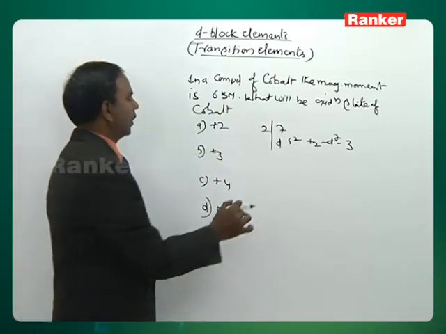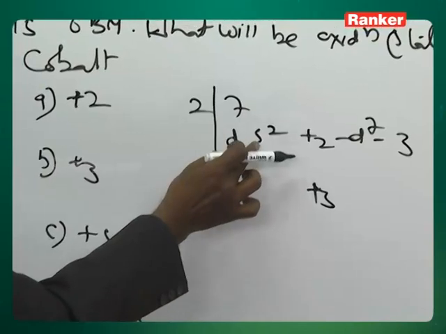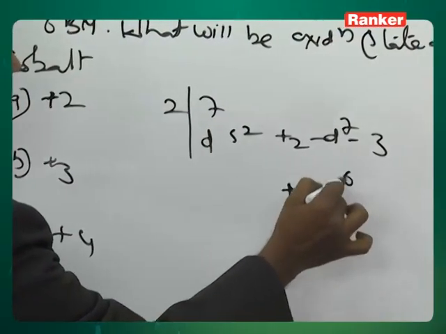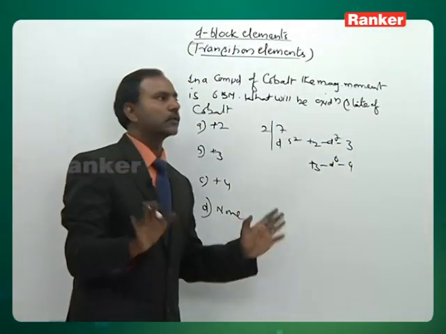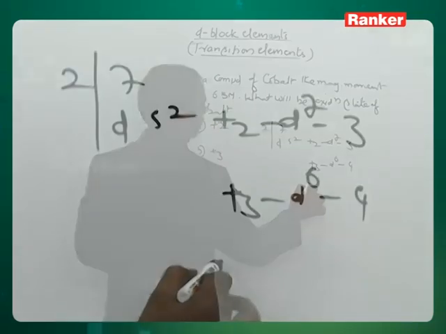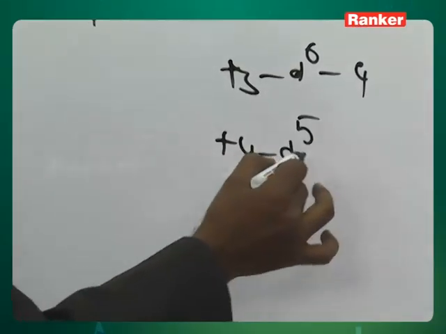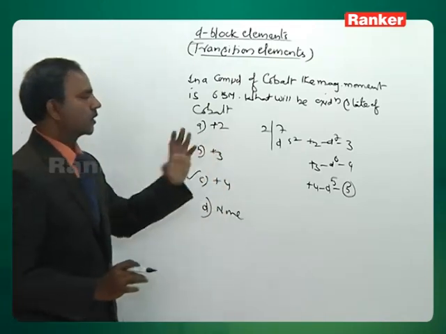Next, coming to +3. In the +3 oxidation state, 2 electrons from s and 1 electron from d are lost, so it is d6 configuration. d6 means 4 unpaired electrons. It is also not our answer. We require 5 unpaired electrons. Then consider the +4 oxidation state. It will become d5, which has 5 unpaired electrons. The answer is +4.